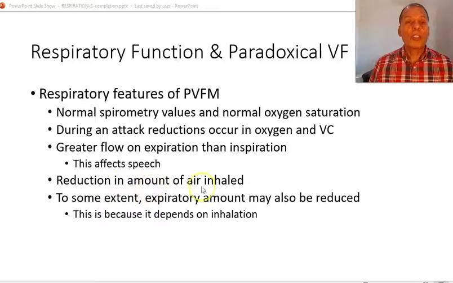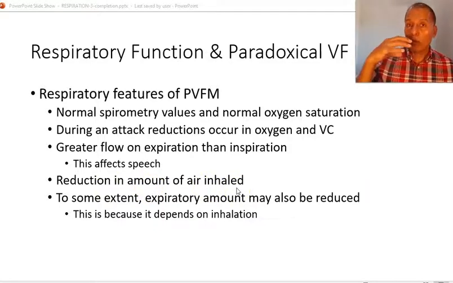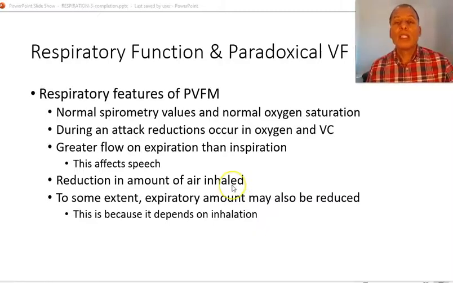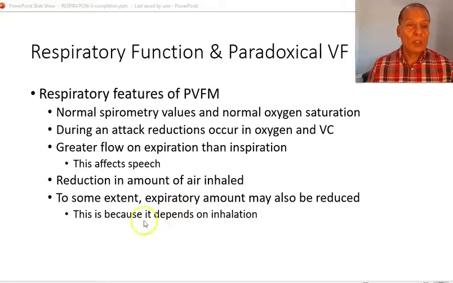So a reduction in the amounts of air inhaled. If you start with a small amount in the first place, you are not going to have enough to continue speaking. You will also have limited exhalation volumes. So to some extent, expiratory amount may also be reduced. And again, that is because you start with a lower inhalation amount.